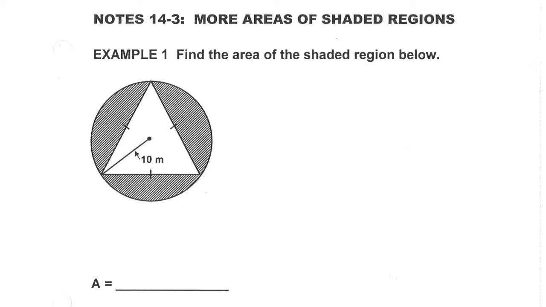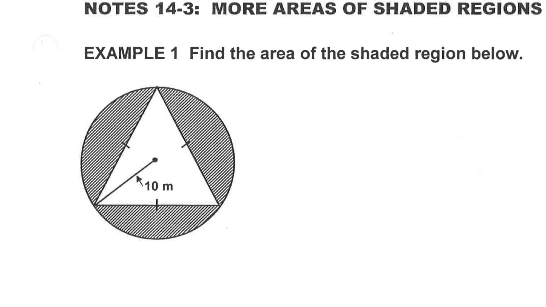All right, guys, so today we're just going to practice shaded regions a little bit more. It's not going to be anything too complicated, but we're going to add some shapes, so we may have to find area more than once. Let's look at one that's almost exactly like one we did yesterday. I've got a triangle inscribed inside of a circle, and I need to find the area of the shaded region.